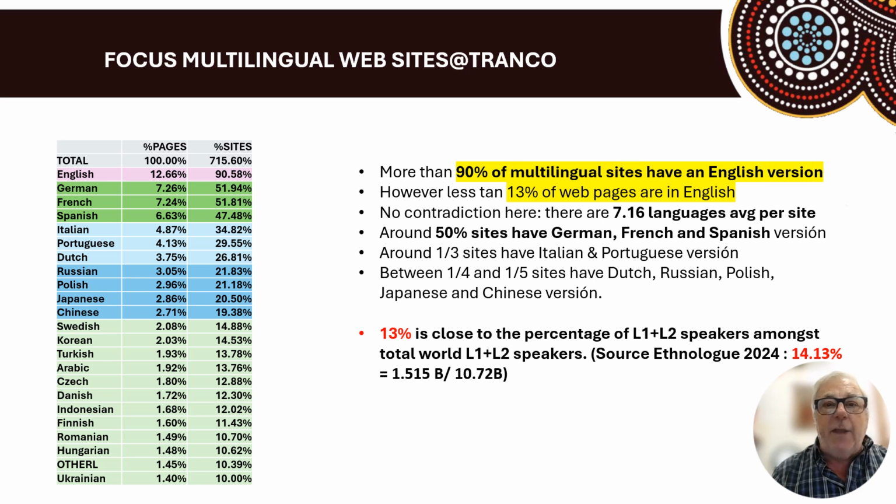If you take the sites which are multilingual among the 1 million most visited, a very interesting result: 90% of those sites have an English version. Yet only 13% of web pages are in English. Why so? Because there are more than 7 languages on average per site. 50% of these sites have a German, French, or Spanish version. 30% have an Italian, Portuguese, or Dutch version.